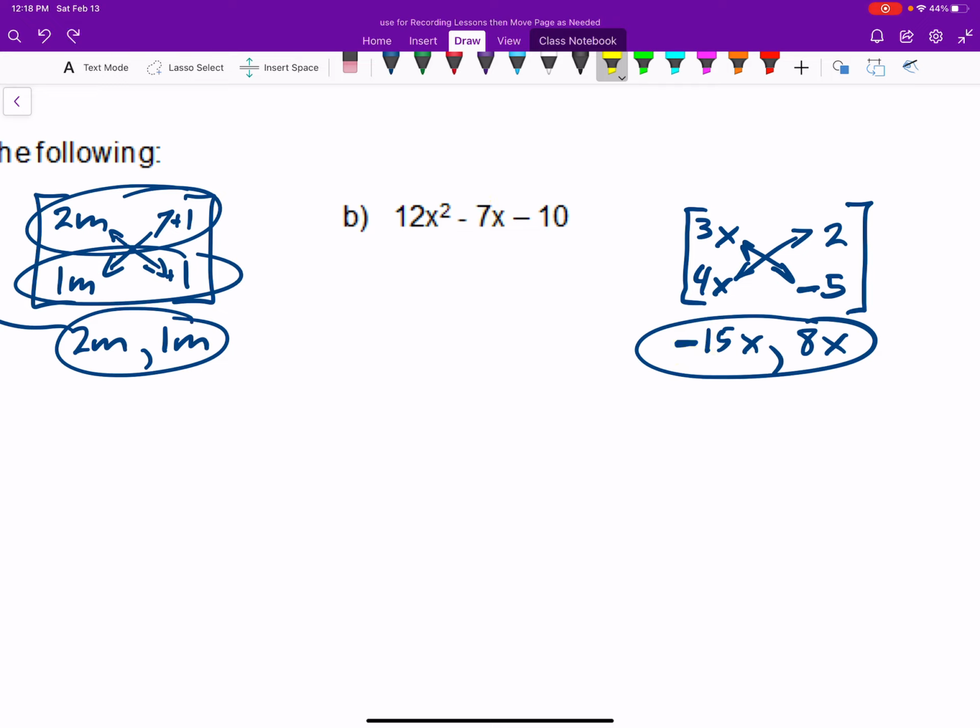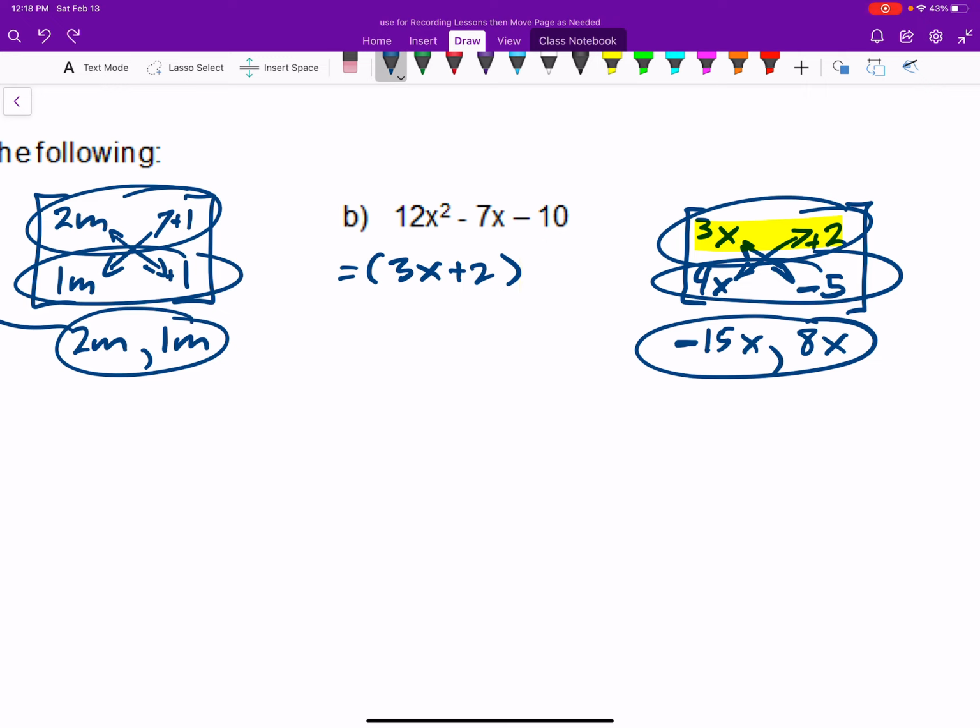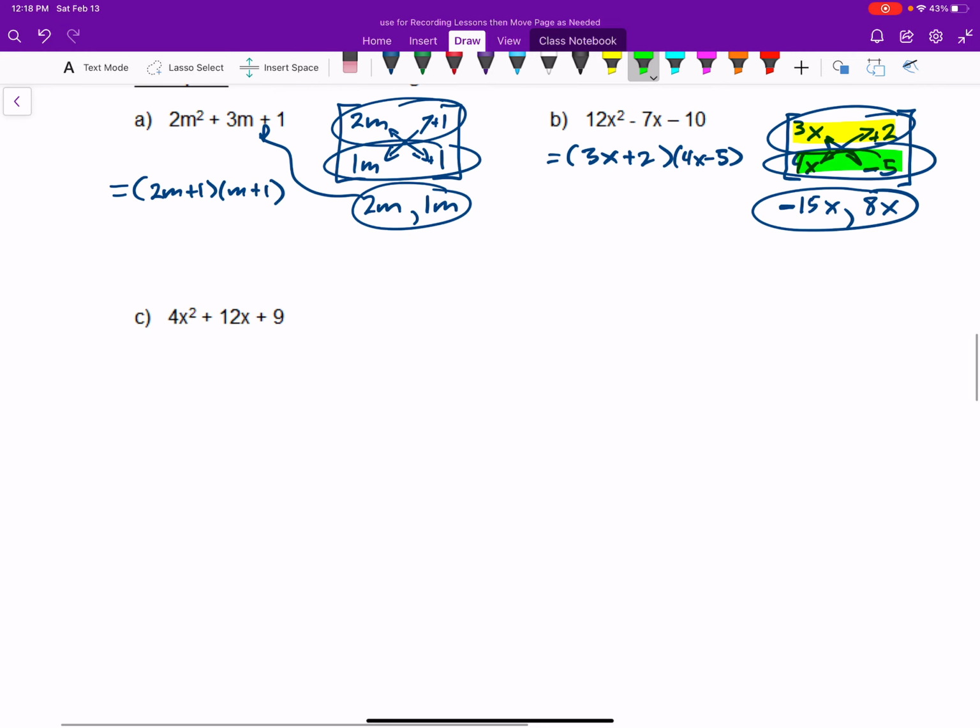But now that I've figured that out, then I know that the 2 has to be positive, and these would be my 2 factors. It would be 3x plus 2, this one, and it would be 4x minus 5. This one, right? So again, trial and error, whatever you want to use, doesn't matter.